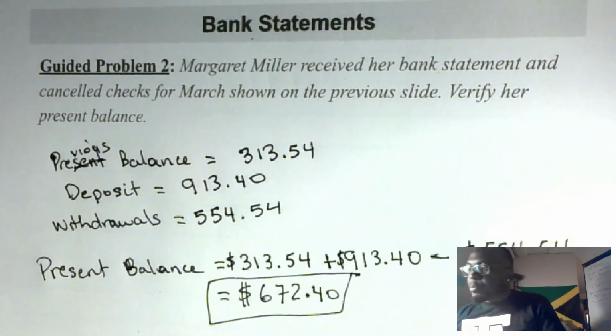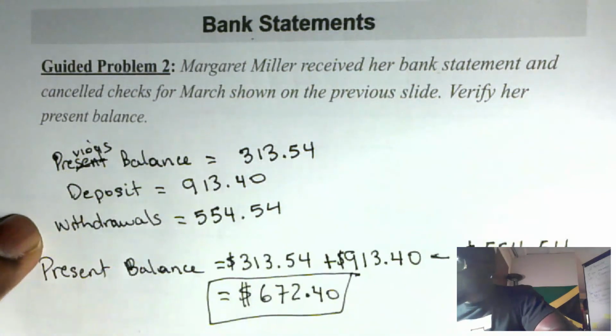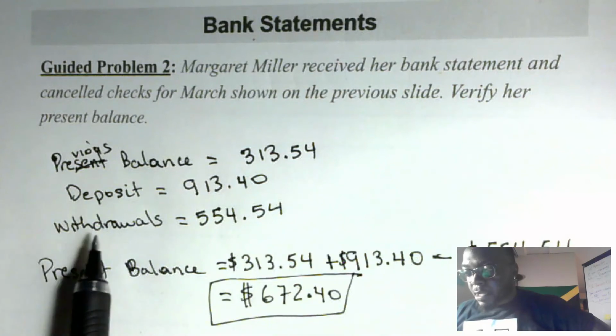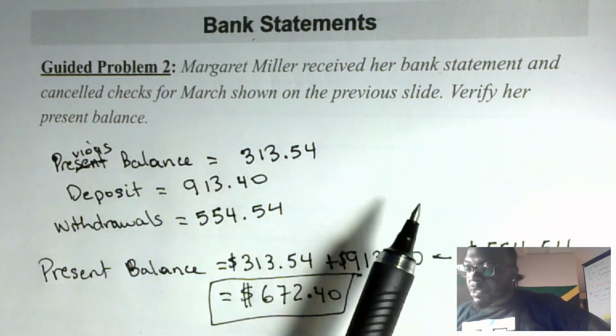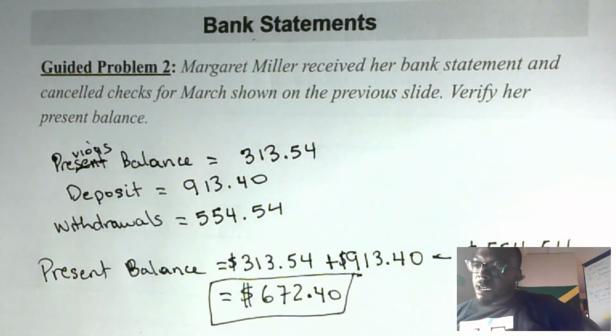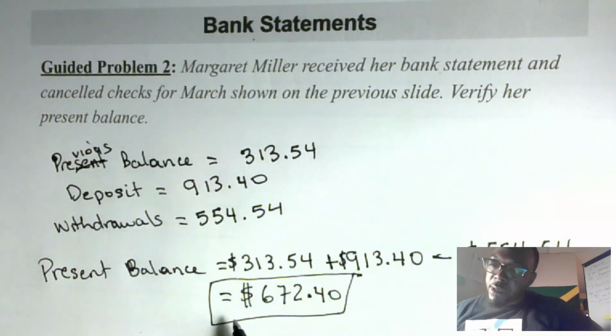So this is pretty much, like I said, a pretty simple topic. You just have to identify your deposits, your withdrawals, if there's a service charge, and if there's interest, find what those totals are, and then you add or subtract to get your present balance.